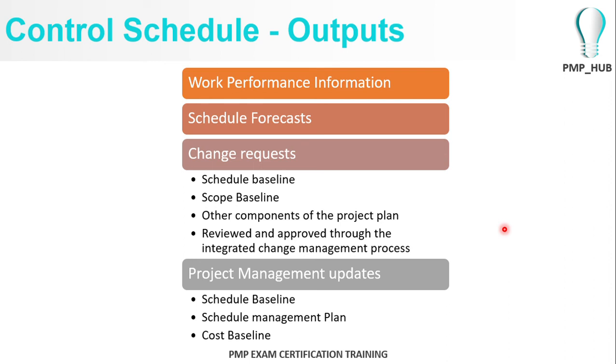Schedule forecast is another expected output from control schedule, where you forecast your schedule so that you can see whether it deviates from the original project schedule.